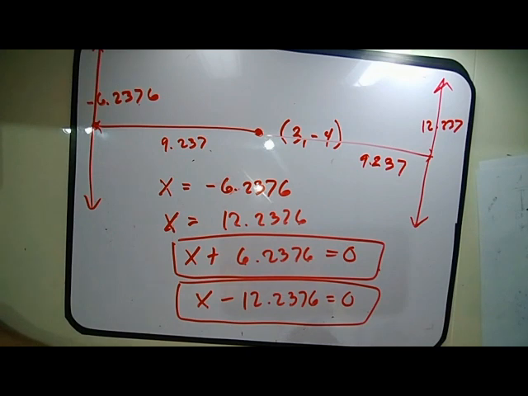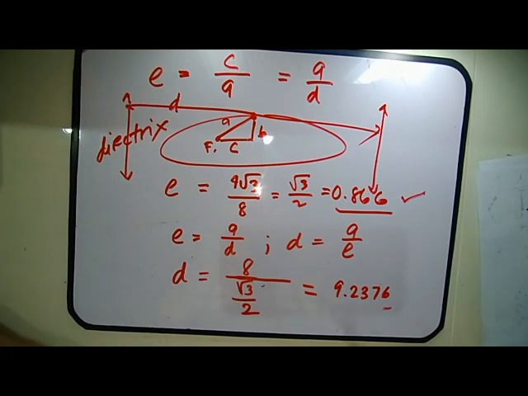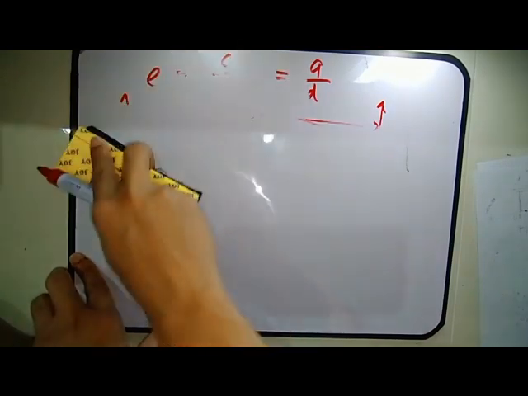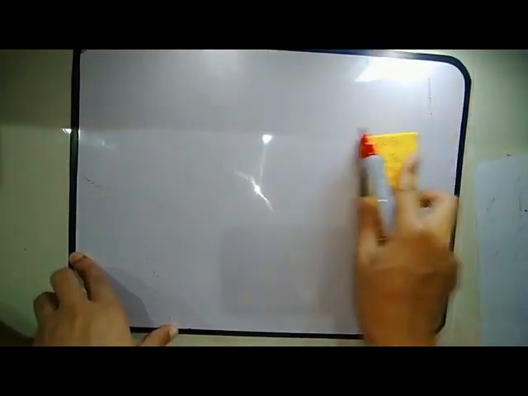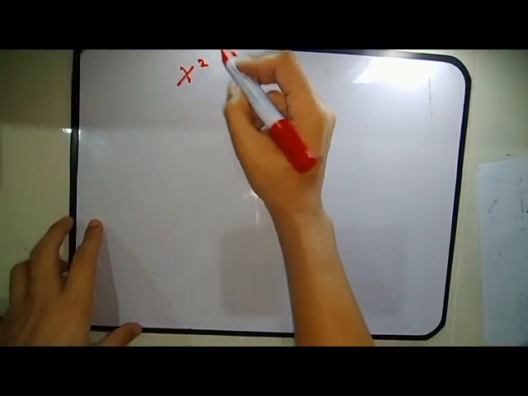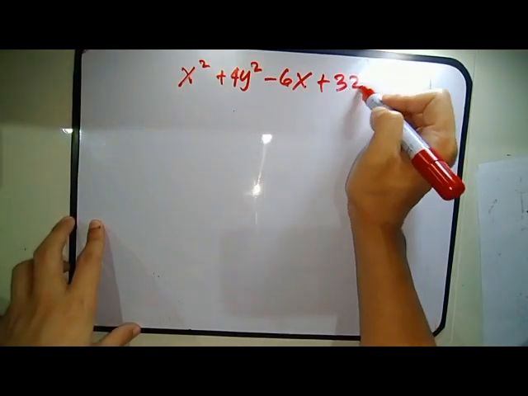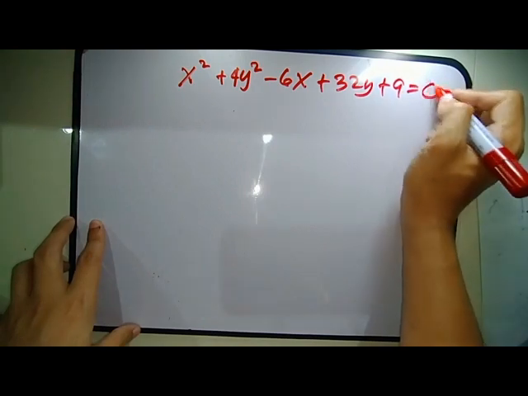So that's it, guys. I hope that you have learned from this video. My tip, if you're solving an ellipse, is to familiarize yourself with the figure and how the ellipse is performed. It is important to know the concept first before you memorize the formula. For example, there is a formula for finding the center. Given an equation, you can use the formula in finding your vertex. Here you have x squared plus 4y squared minus 6x plus 32y plus 9 equals 0.